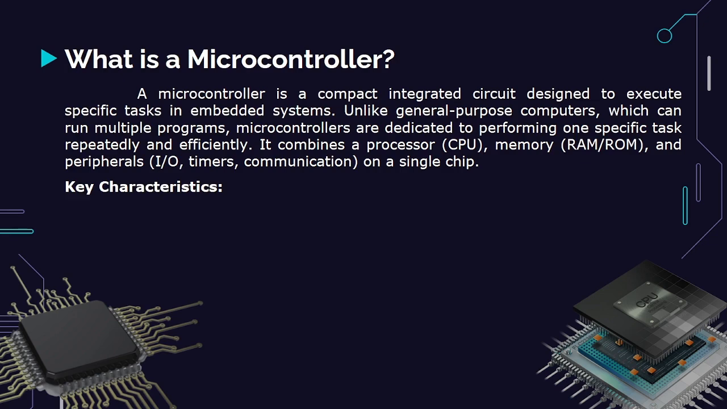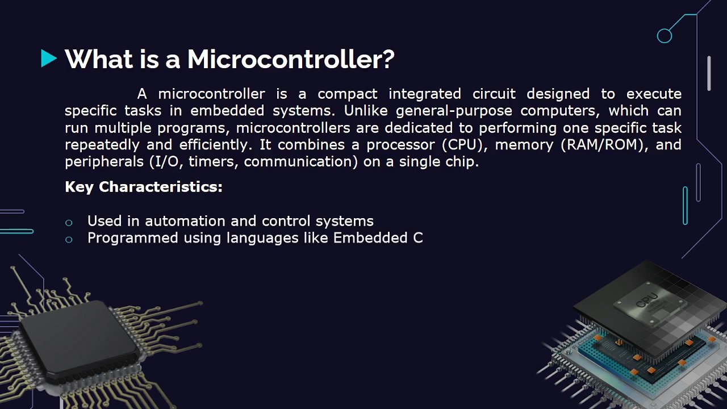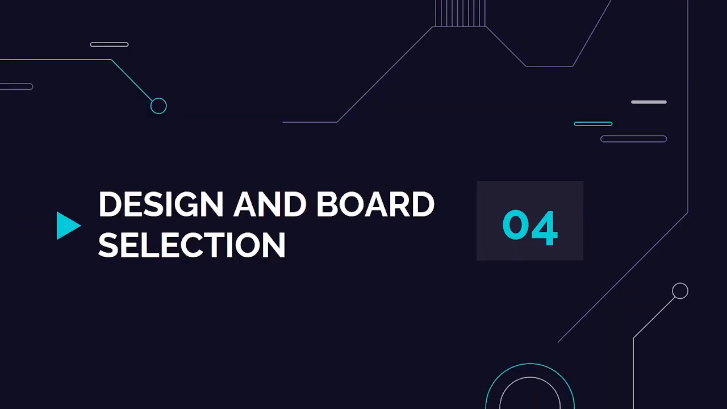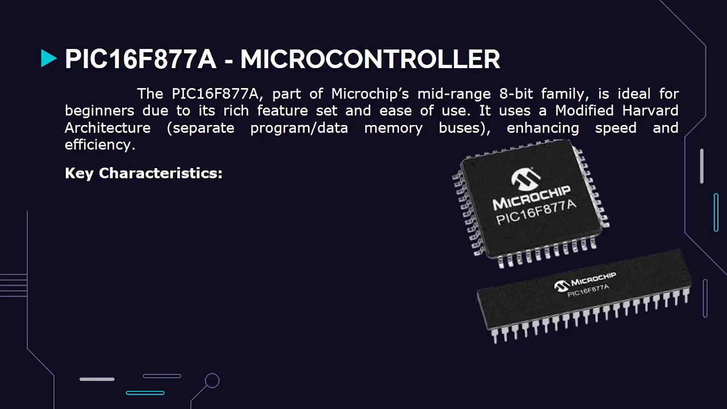Key characteristics: microcontrollers are used in automation and control systems, programmed using languages like embedded C, and control sensors, actuators, displays, and more.